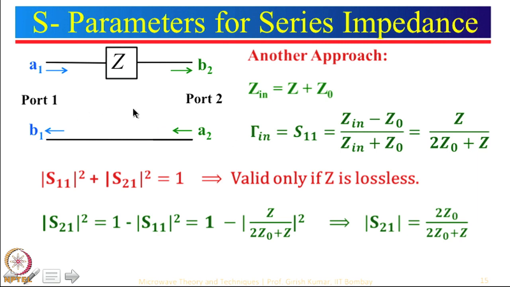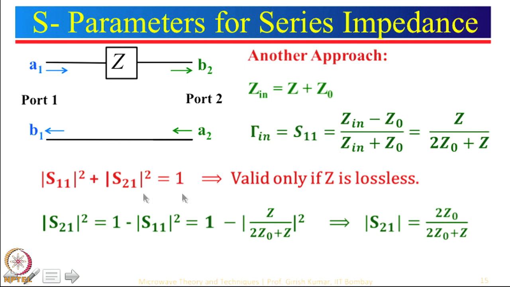So, what we need to know is what is Z input. So, Z input looking from here, that is this impedance Z, and remember S parameters are defined when this port is terminated into the characteristic impedance, which is Z0. So, this is Z0, this is Z. So, looking from here, Z input will be Z plus Z0. So, now we substitute this value over here. So, Zin is Z plus Z0. So, if you look into this term here, Z divided by 2Z0 plus Z, you will see that this term is exactly same as we had defined earlier.